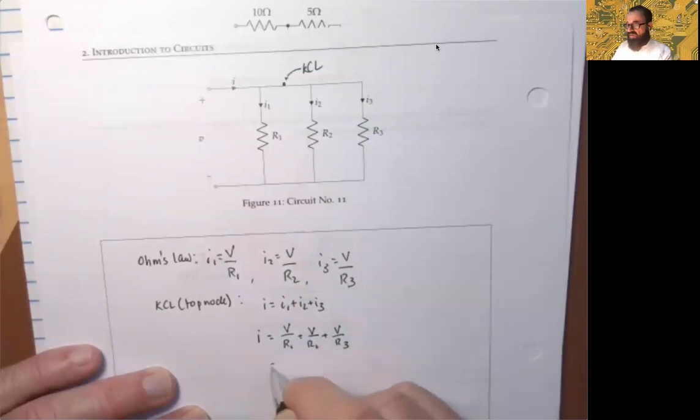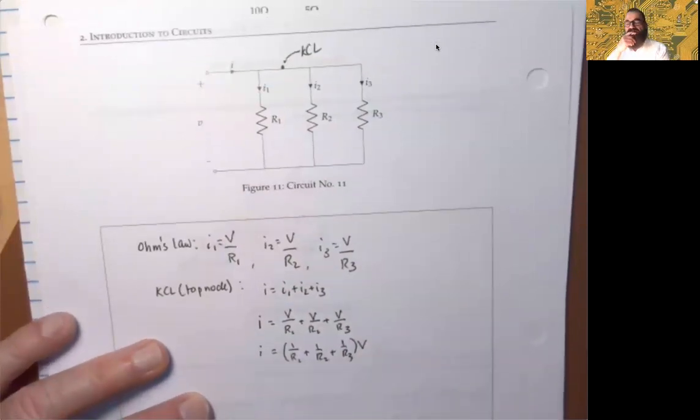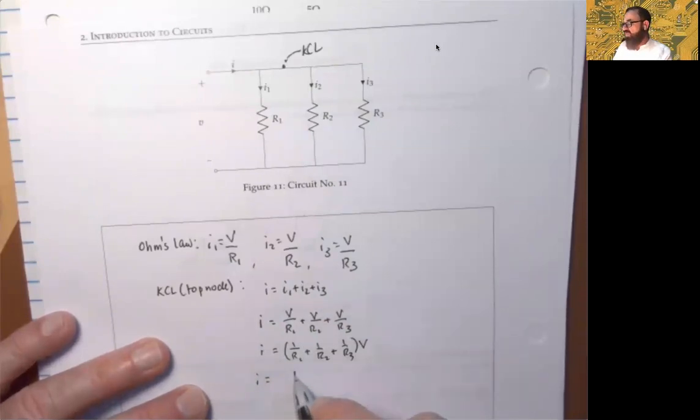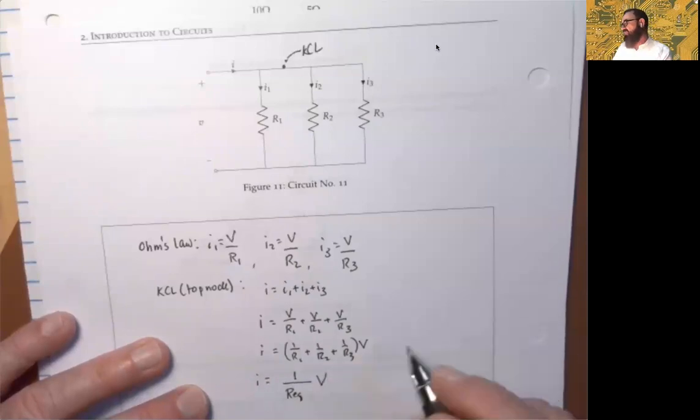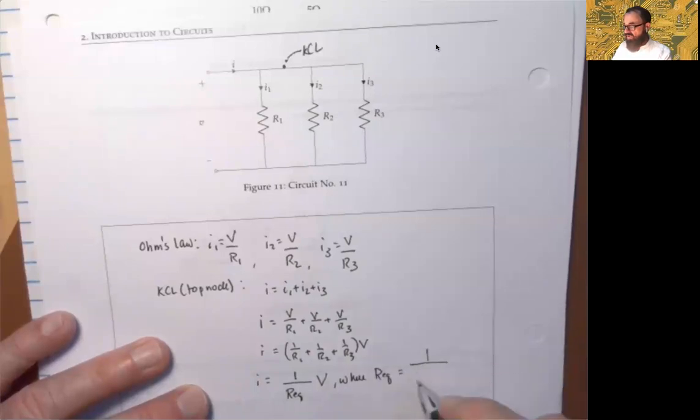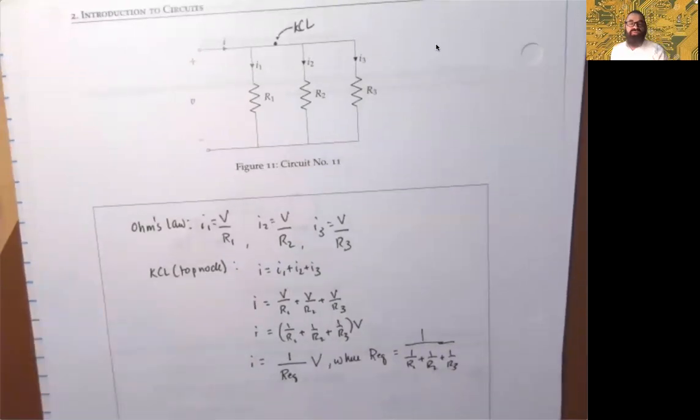In other words, this time you'll factor the voltage out, which is what I'm doing. Before we factored the current out, now I'm factoring the voltage. So what this is saying is that this current flowing into the top node is 1 over an equivalent resistance, Req, times the voltage V, where the equivalent resistance is 1 over the quantity 1 over R1 plus 1 over R2 plus 1 over R3. In other words, the reciprocal of the sum of the reciprocals, okay?